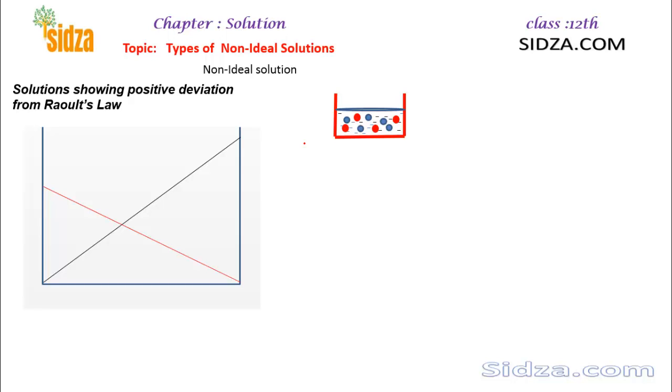Now in this video we will learn about the types of non-ideal solutions. In our last video we discussed how non-ideal behavior in a solution is different from an ideal solution. But right now I'm going to discuss only the types of non-ideal solutions. We actually have two types of non-ideal solutions: one with positive deviation and the other with negative deviation.